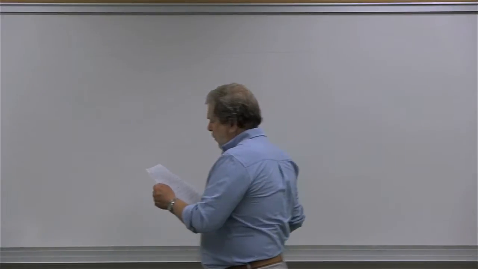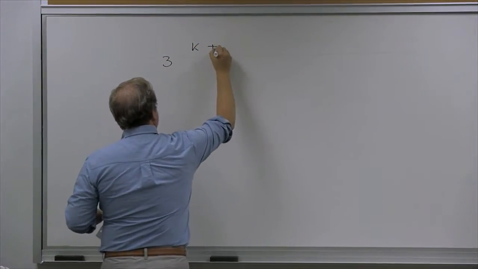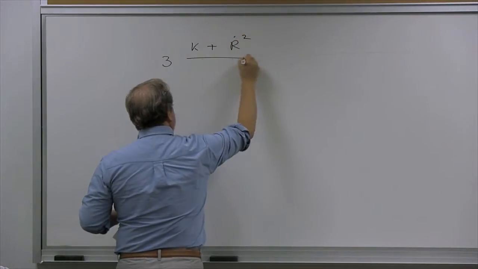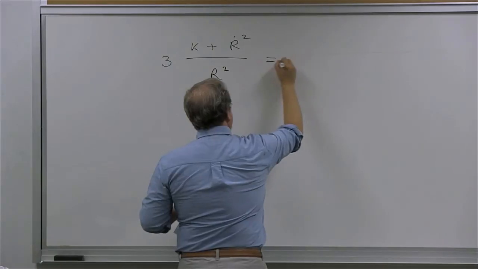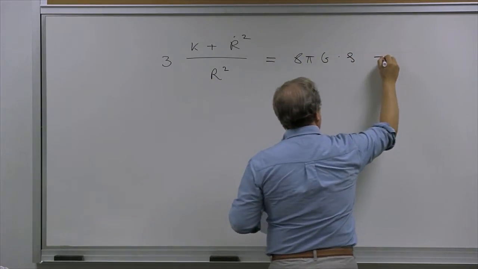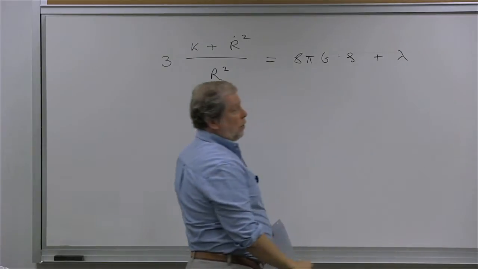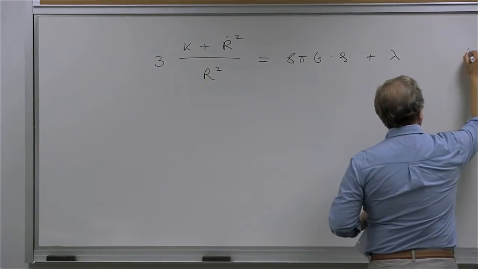Right? So the first equation is that 3 times (k plus r dot squared) divided by r squared is equal to 8 pi G times (rho plus lambda). Right? So that's the first field equation. In our case, this is a TT equation.